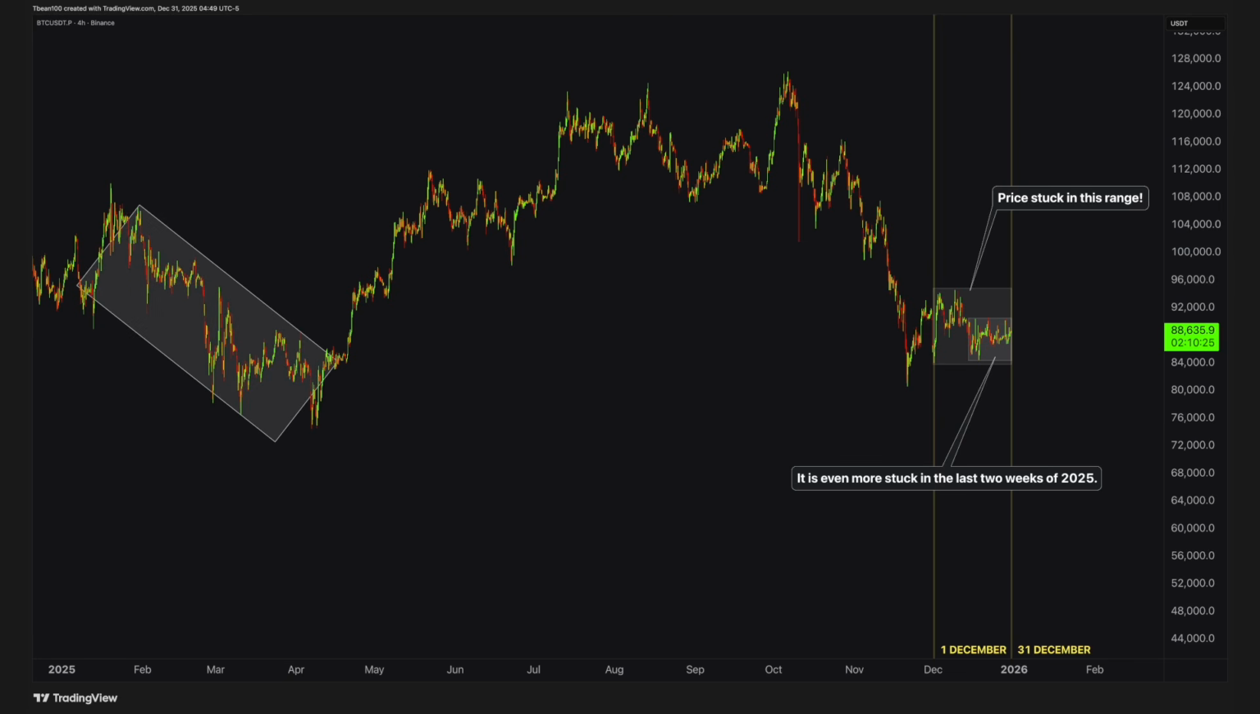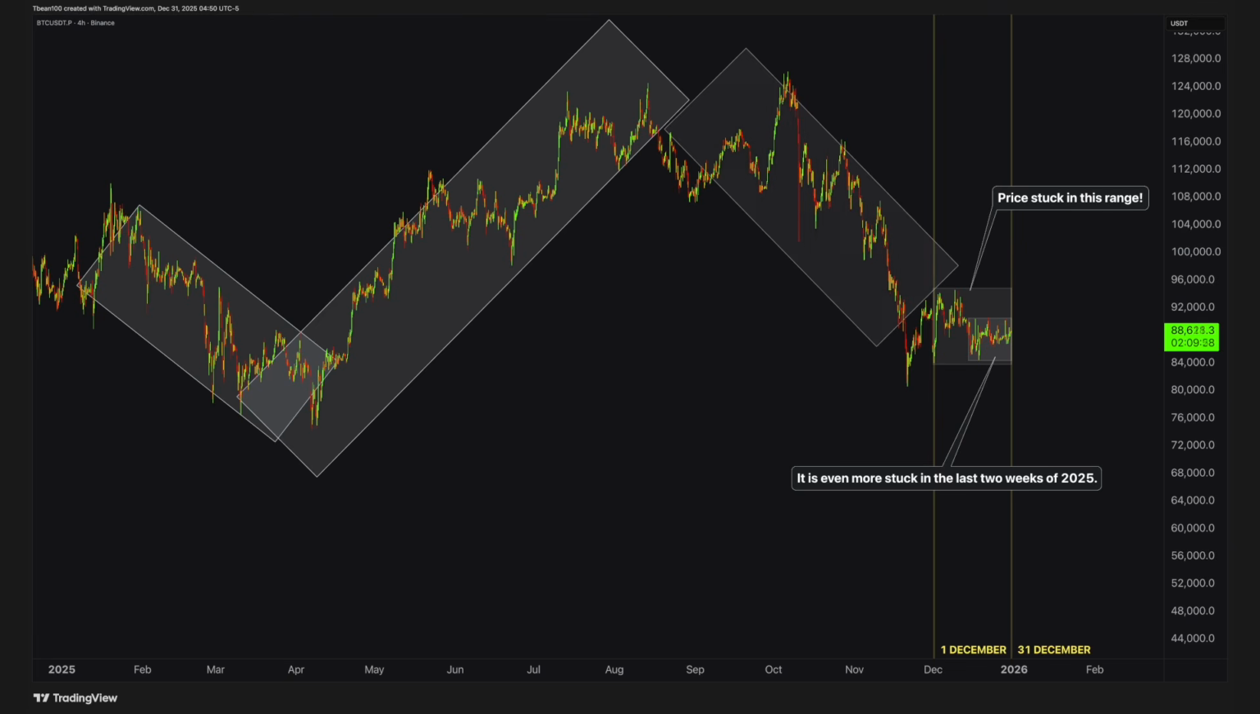First, price crashed hard from around $100,000 down to $75,000. Then we saw a strong rally from 75k up to 125k, where Bitcoin broke records and printed new all-time highs. And after breaking that record, the price started crashing really badly. Now we are simply stuck again, trading sideways inside this range during the month of December.